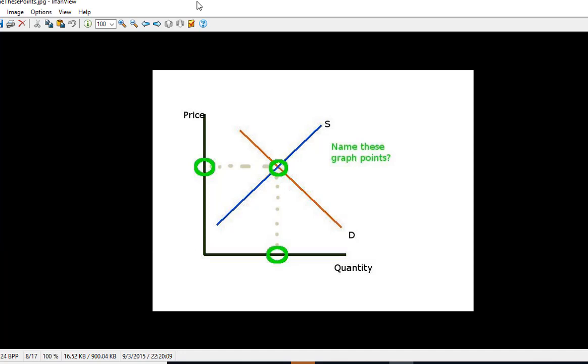Now these points here refer to the equilibrium price, the equilibrium quantity, and the point of equilibrium. That's where the market clearing takes place, where all demand is met by supply at that price, market clearing. So there should be no goods left over and nobody who wanted it at that price but weren't allowed to buy it.